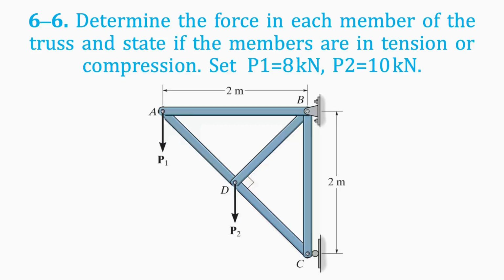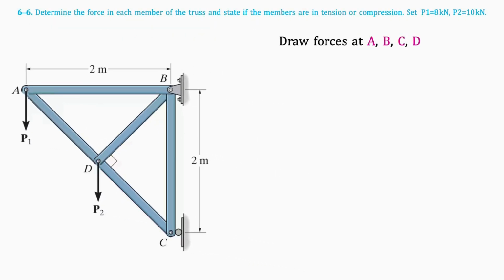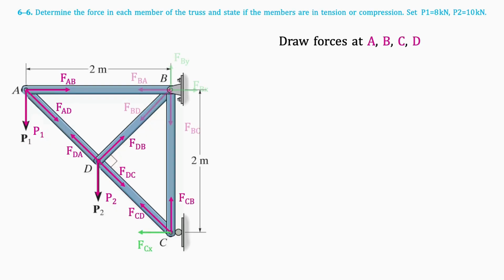Today's question is, determine the force in each member of the truss. First, we'll draw free body diagrams of the forces at joints A, B, C, and D, assuming they are all tension forces. We will call tension forces positive. Forces along the trusses are drawn in pink, and reaction forces are drawn in green.